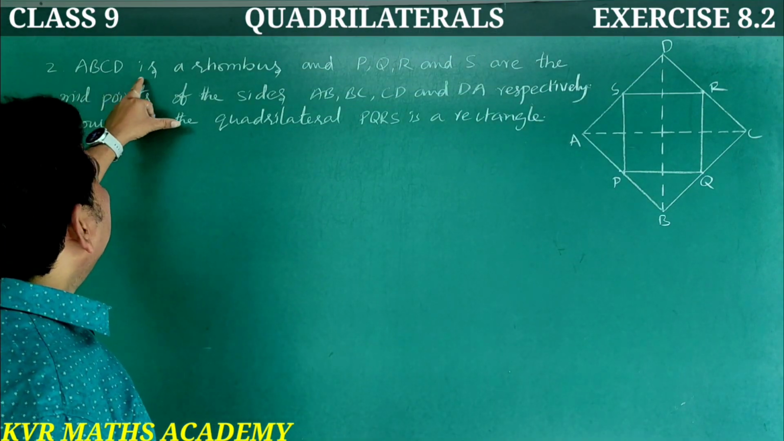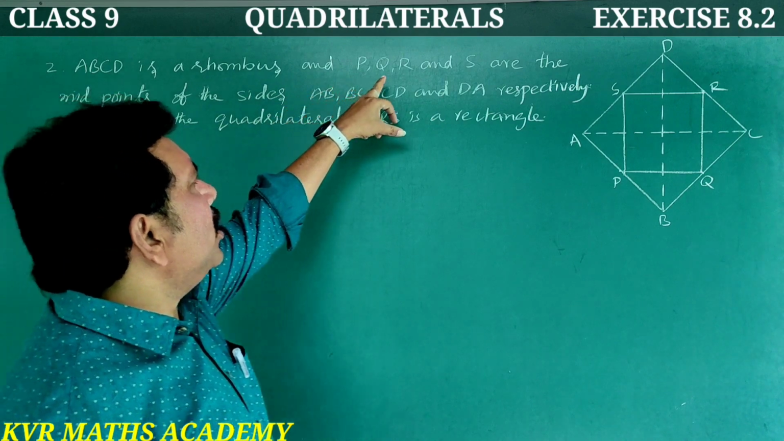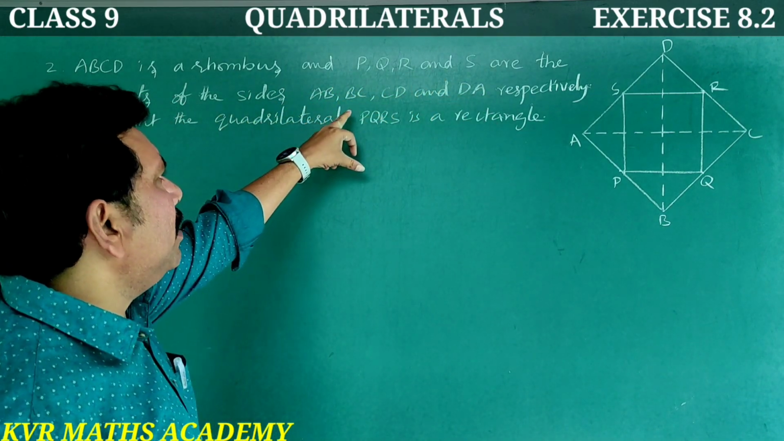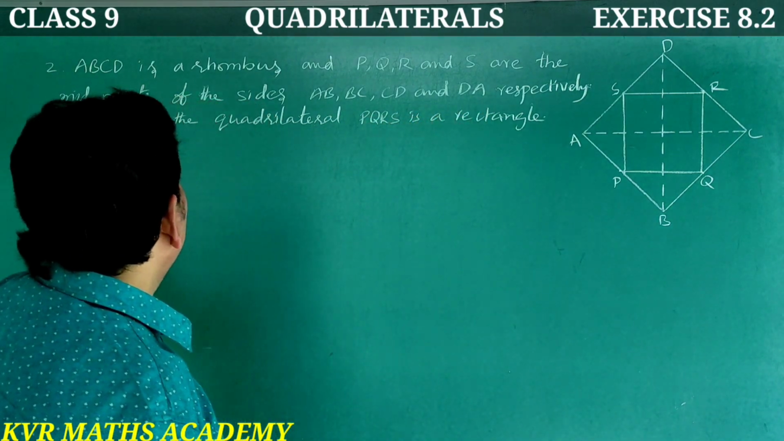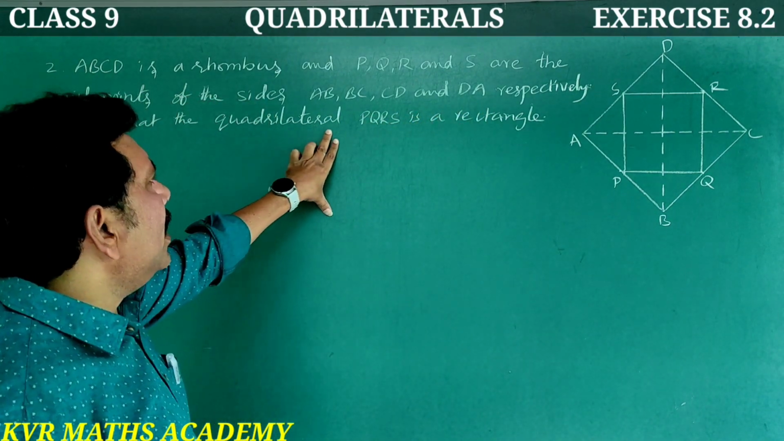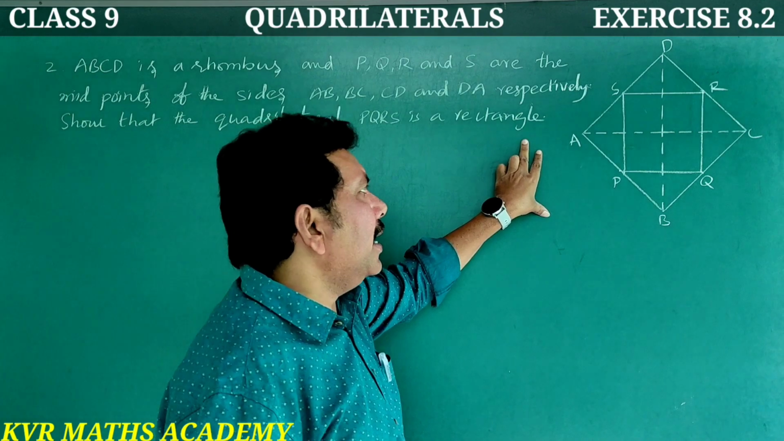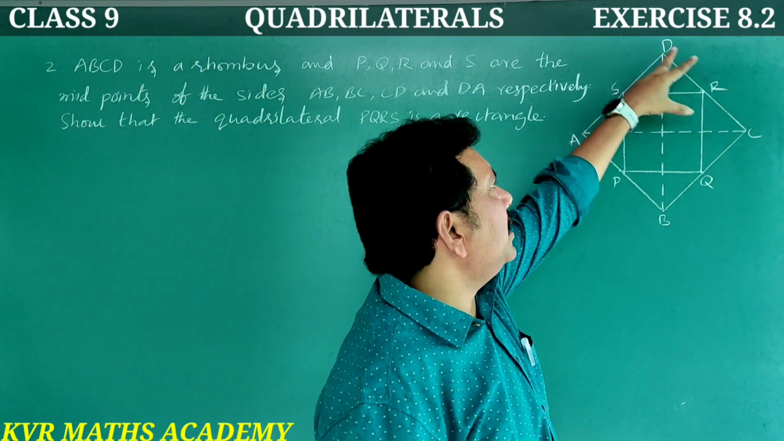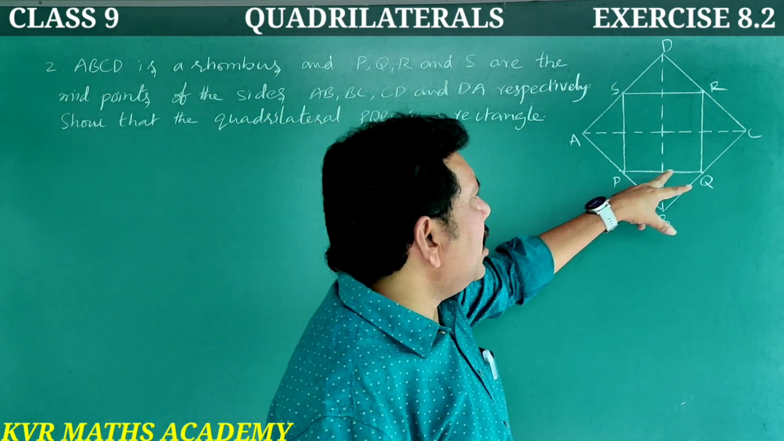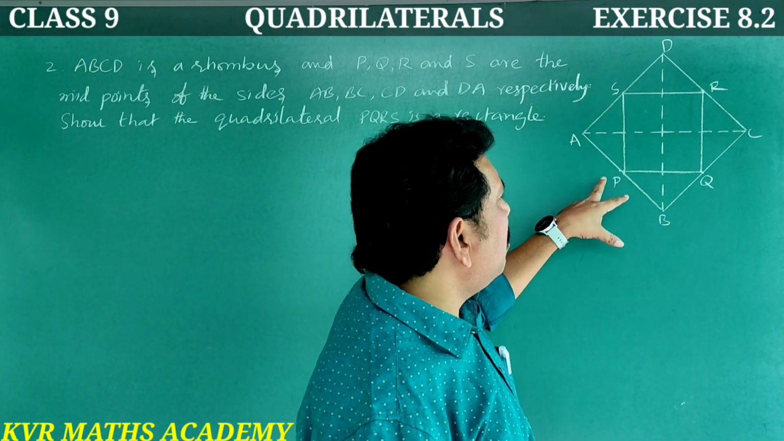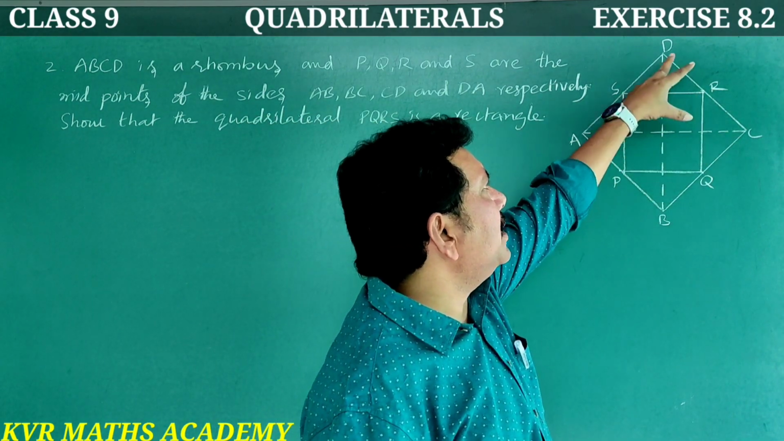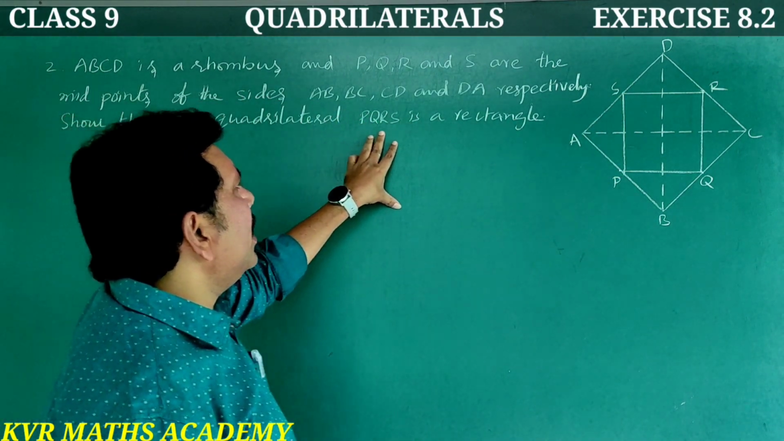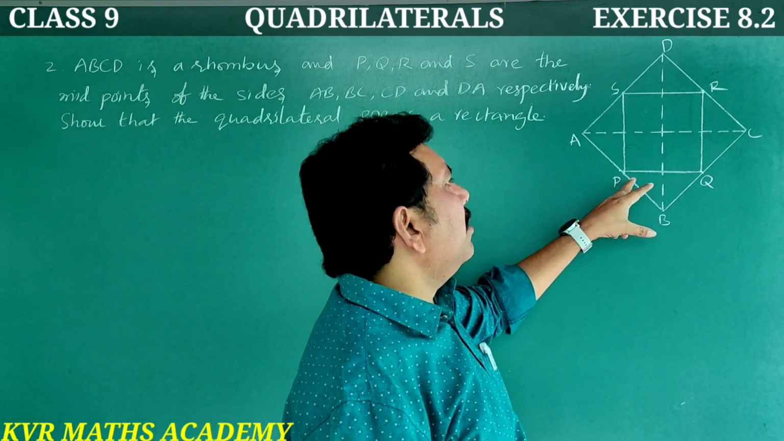Second question. ABCD is a rhombus and P, Q, R and S are the midpoints of the sides AB, BC, CD and DA respectively. Show that quadrilateral PQRS is a rectangle. Come again. ABCD is a rhombus. P, Q, R and S are the midpoints of the sides AB, BC, CD and DA respectively. Show that quadrilateral PQRS is a rectangle.